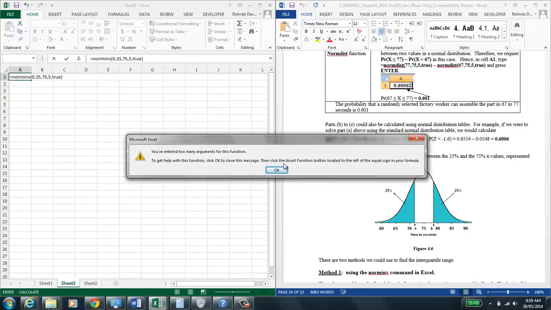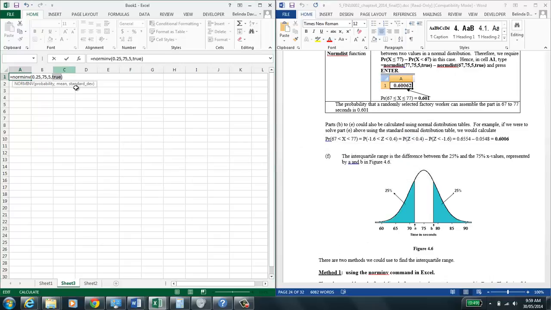What have I done wrong there? I don't need the true. And so any scores of 71.63 or less, there's 25% of scores of 71.63 or less.